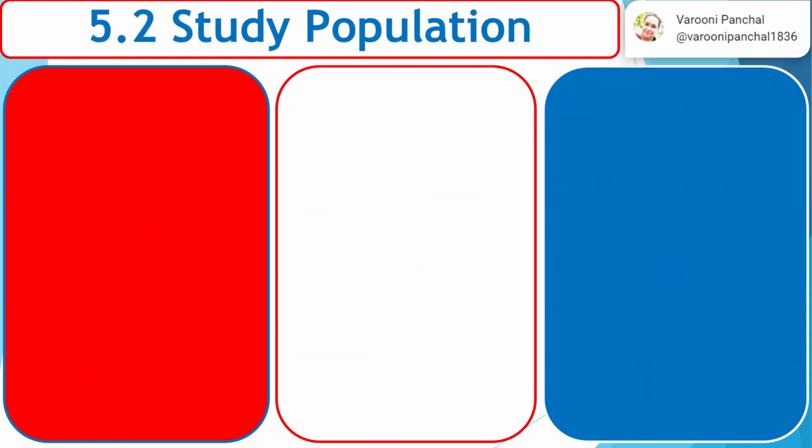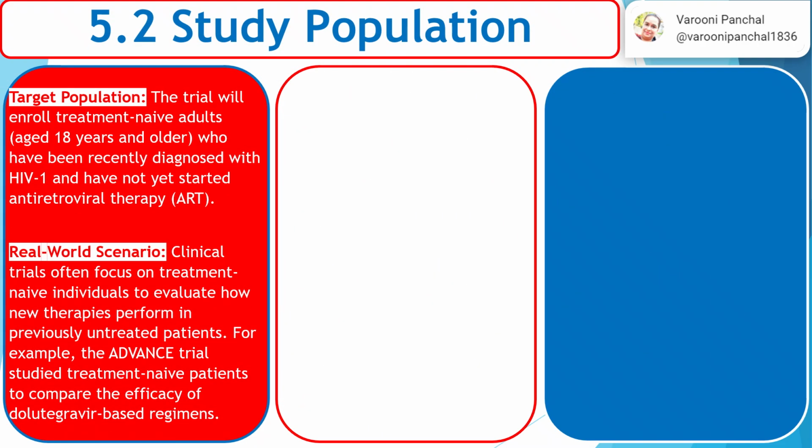5.2. Study population. Target population. The trial will enroll treatment-naive adults, aged 18 years and older, who have been recently diagnosed with HIV-1 and have not yet started antiretroviral therapy, ART. Real-world scenario. Clinical trials often focus on treatment-naive individuals to evaluate how new therapies perform in previously untreated patients. For example, the ADVANCE trial studied treatment-naive patients to compare the efficacy of dolutegravir-based regimens.